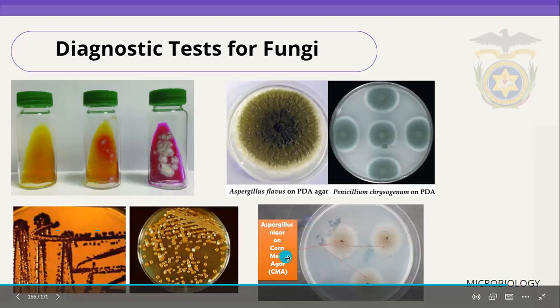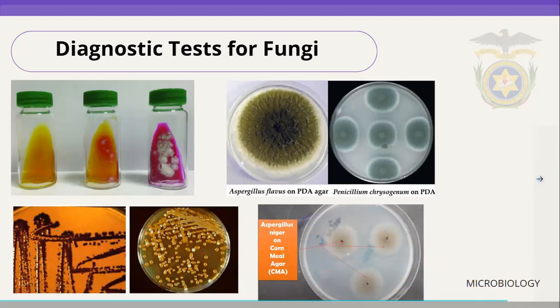And the last media here is the cornmeal agar with Tween 80, and this one can be used for the differentiation of Candida species, and it's useful to better visualize the production of chlamydospores.